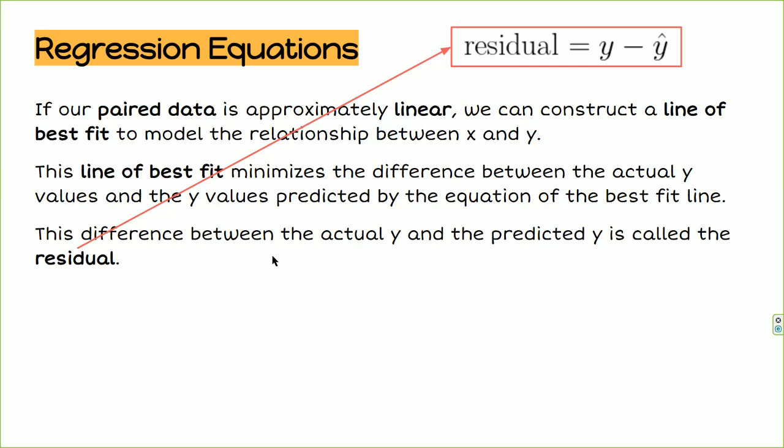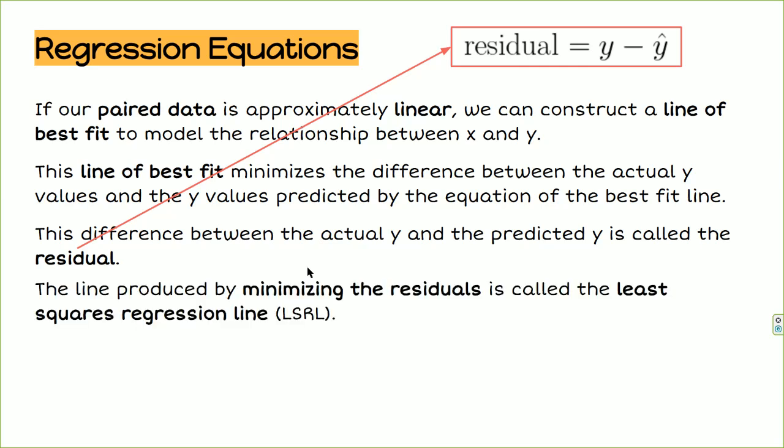So what we're doing is we're minimizing the residuals. And the equation that overall creates the minimum residuals is our line of best fit. The process that we use to minimize the residuals, and the line produced by that process, is called the least squares regression line. So we are finding the regression of one variable on another.